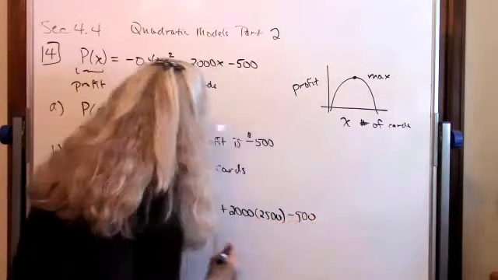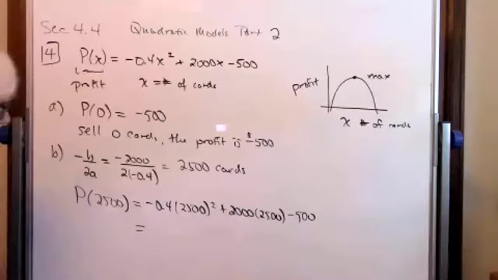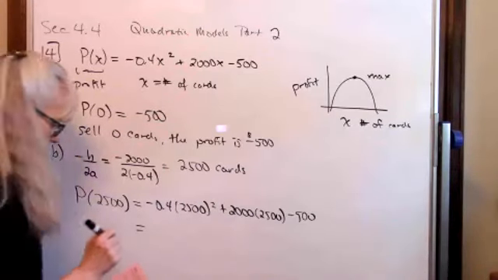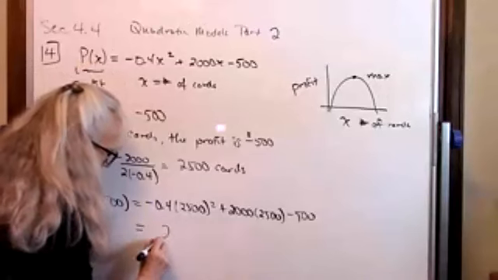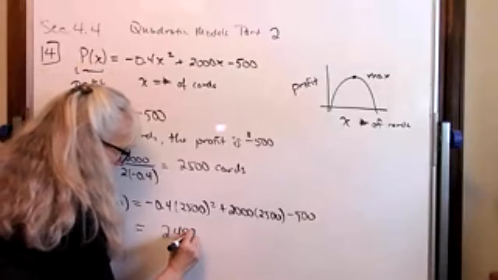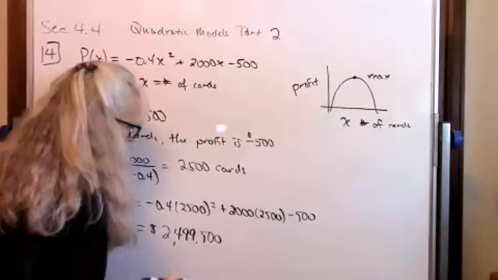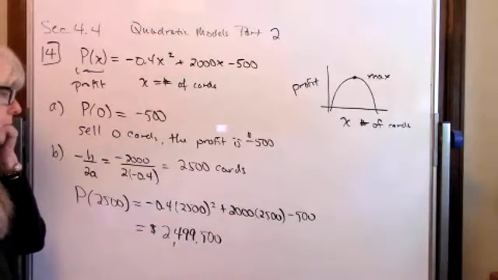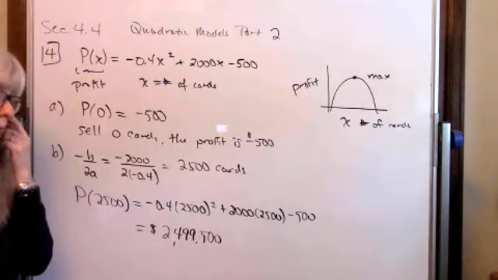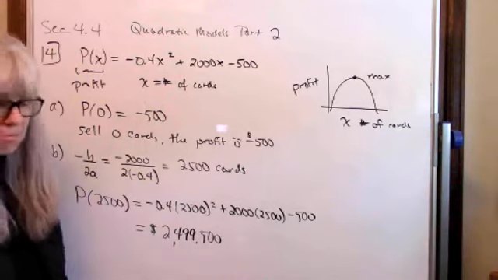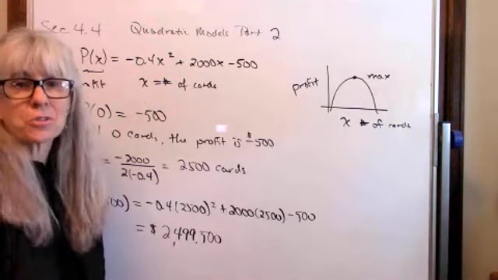Now we'll go to our calculator, plug that all in, and if you do that, you get a really huge number. So $2,499,500. So if we make and sell 2,500 cards, we will make almost $2.5 million in profit. Not bad for our manufacturing greeting card company.